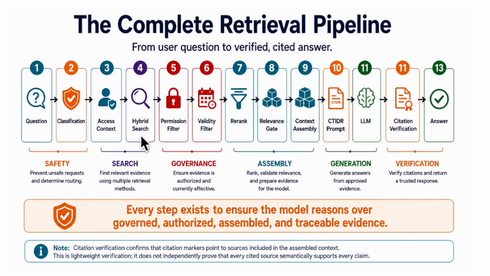The retrieved candidates then pass through two governance filters. The permission filter removes any chunk the caller is not authorized to access based on scope and sensitivity metadata. The validity filter removes content that is not currently effective. This can include expired policies, future-dated policies, or content whose effective date metadata does not make it valid for the current request. After these filters, the remaining candidates are both authorized and current.